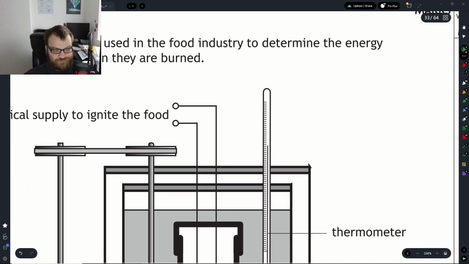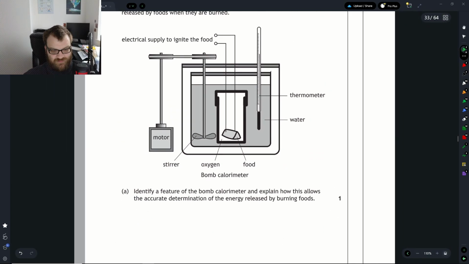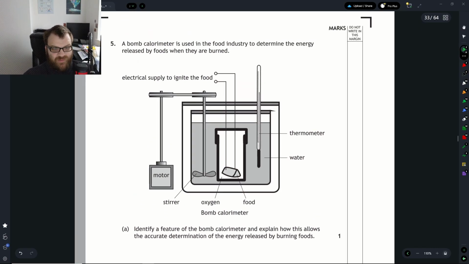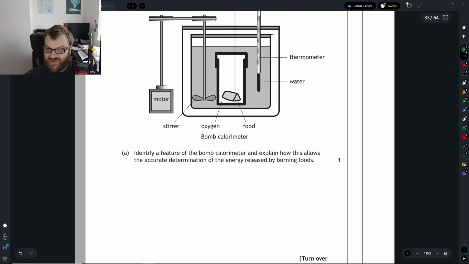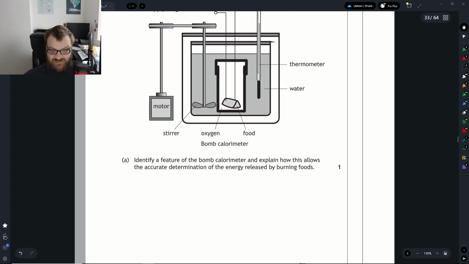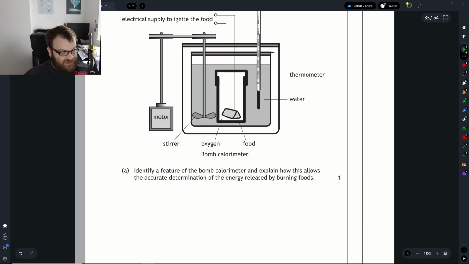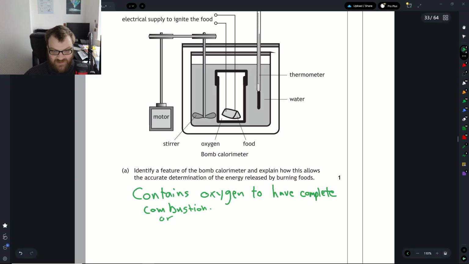Next one, talking about determining the energy released by food, bomb calorimeter. Features of this that help us to get accurate values would be that it provides a lot of oxygen, so it's got its own oxygen supply. Next one could be that it's well insulated, so insulation prevents heat loss to the surroundings.